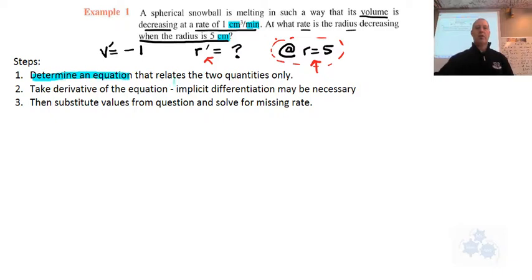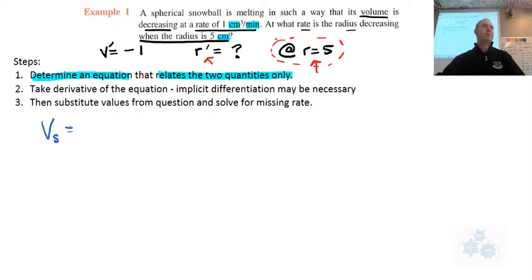Determine an equation that relates the two quantities only. So an equation that relates V and r. Well, as soon as we're talking about a sphere, that one's pretty easy, right? And a lot of these will be fairly straightforward. Volume of a sphere. I know how to spell sphere, S-P-H. Volume of a sphere is what?